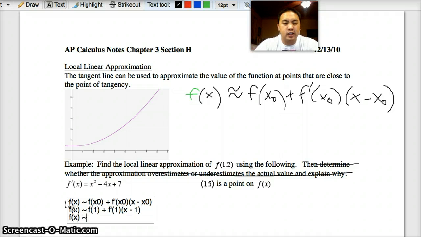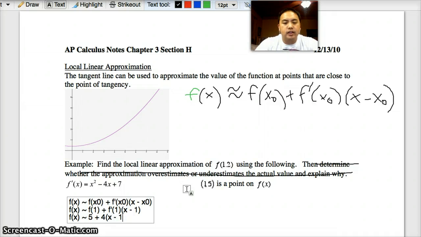Now I'm so close to getting an actual equation. Again, your goal is to get an equation. For f of 1, do you see how they give me (1, 5)? So f of 1 is 5. When I plug in 1 for x, I get 5. Plus f prime of 1. They don't give me f prime of 1, but they do give me an f prime formula. So if I plug in 1 for x, I get 1 squared minus 4 times 1 plus 7. 1 squared is 1, minus 4 is negative 3. Negative 3 plus 7 is 4. And then x minus 1.